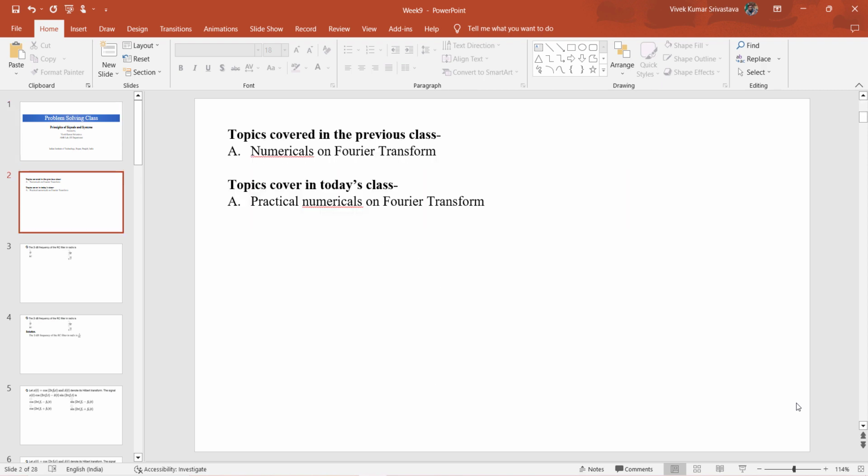In the previous class, we covered some numericals based on the topic Fourier transform. Following that, in today's class, we will cover some more numericals based on the same topic, but based on practical applications like filters.